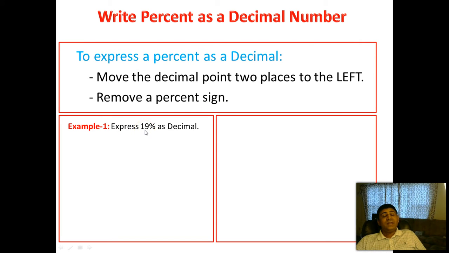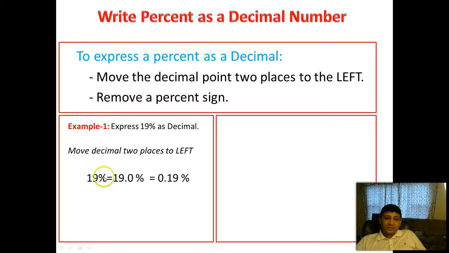Suppose you want to express 19% as a decimal. What do we do? Where is the decimal here? 19 means 19.0, so the decimal is right here. We want to move it to the left 2 places, so it will go 1, 2 right there. So this is your 0.19. Next, remove the percent sign, and you get what you want. This is your final answer. So 19% means 0.19 in decimals.